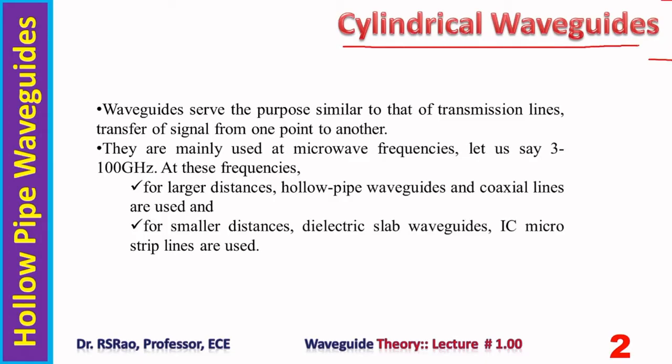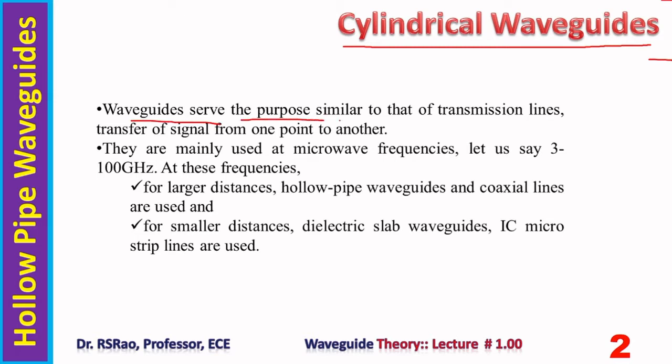Cylindrical waveguides. Hollow pipe waveguides are called cylindrical waveguides when their cross section is uniform throughout its length. The cross section can be rectangular, it can be circular, or it can be some other shape, but the requirement is it must be uniform. So rectangular waveguides are cylindrical waveguides. Circular waveguides are cylindrical waveguides.